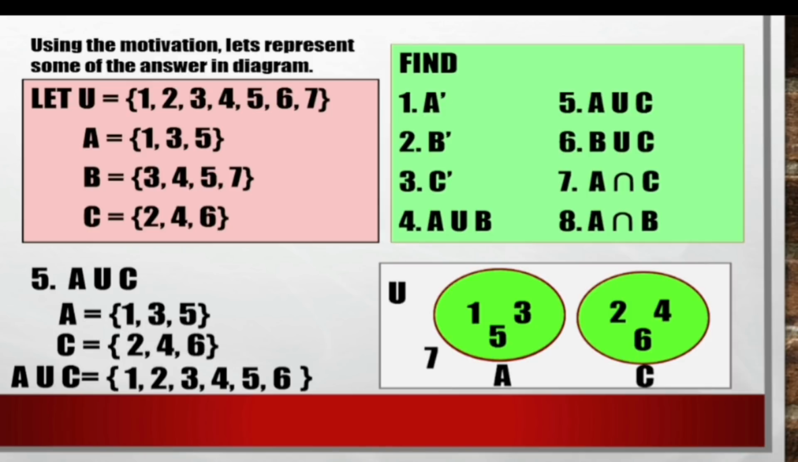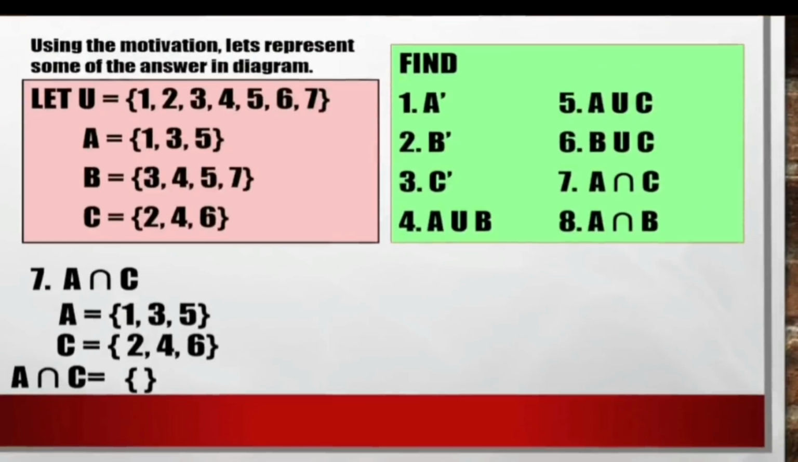Unlike in our previous example, where we write first the common elements and then all the elements found in these two sets. Next, we have A intersection C. Remember, A intersection C is the common element between the two sets. So we have set A, which contains the elements 1, 3, 5, and set C, which contains the elements 2, 4, and 6. If we're going to get A intersection C, notice that there's no common element. That is why our answer here is an empty set or null set.